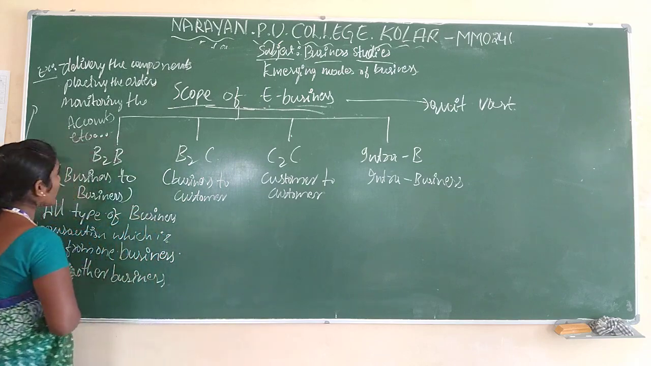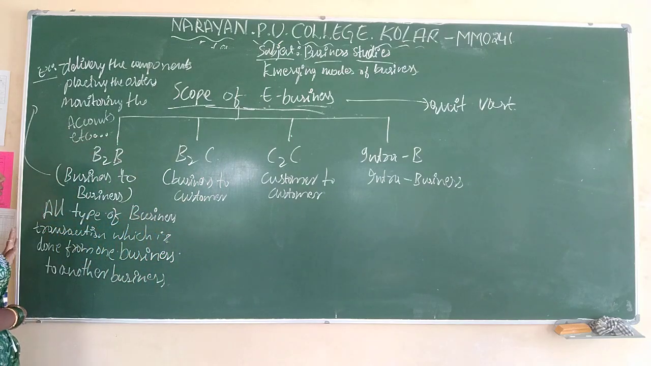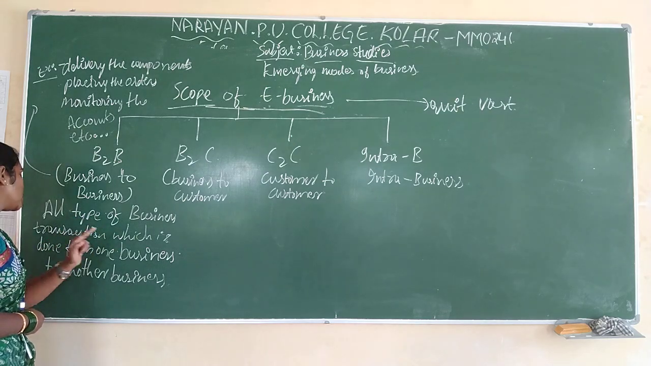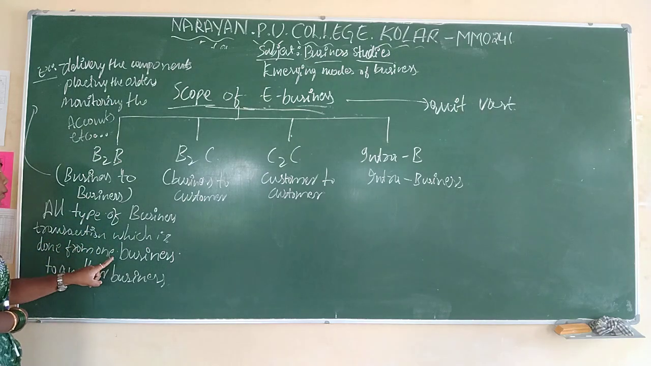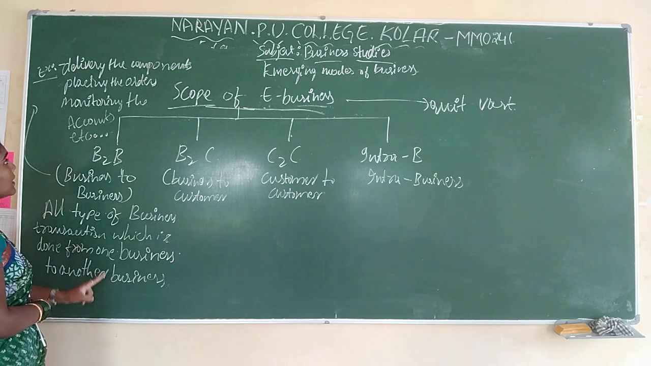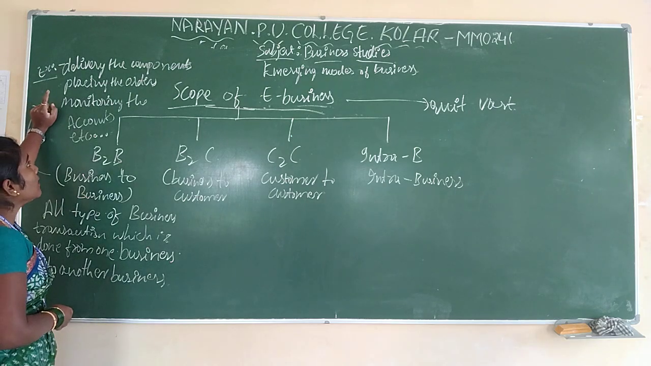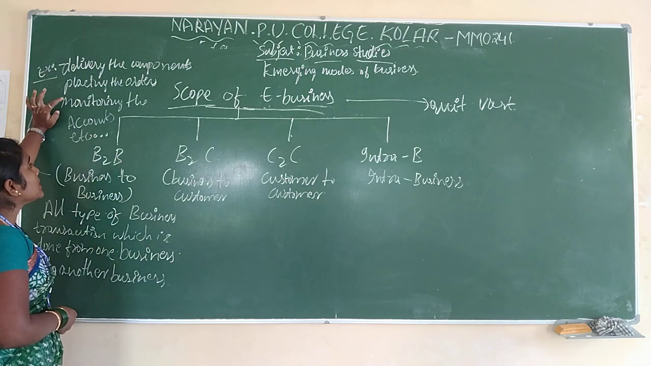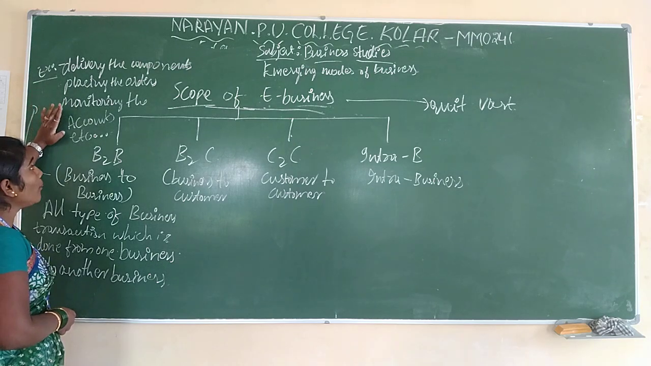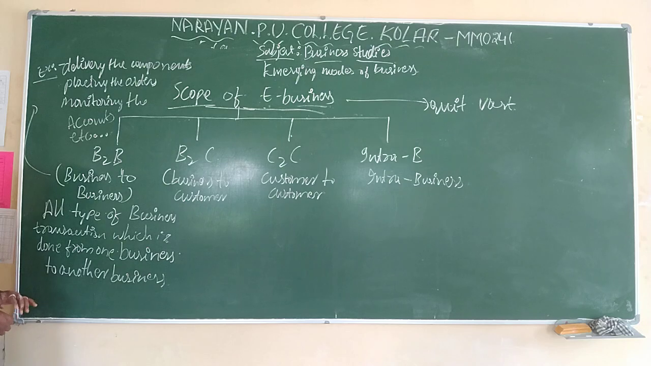Is it clear? Business to business means all types of business transactions which are done from one business to another business. Example is delivering the components, placing the orders and monitoring the accounts. This is the example for business to business.